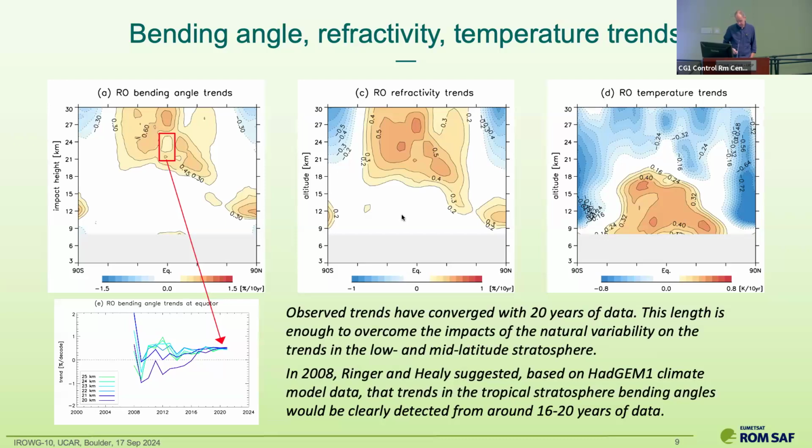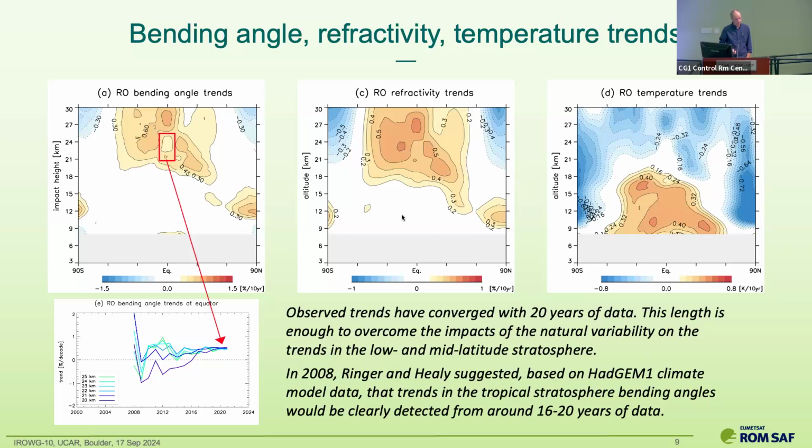And we see also that if we take a look at how the trends evolve as we take longer and longer time series, it seems that, at least at low latitudes, they have actually converged with just 20 years of data. It's at mid and high latitudes that it of course takes longer, the variability is larger. But at low latitudes, 20 years is enough to overcome this natural variability.